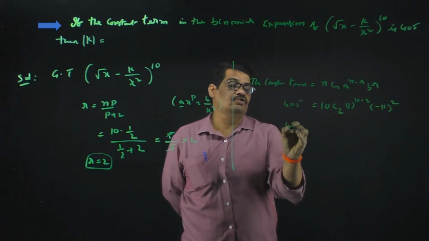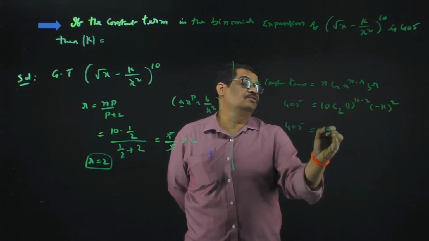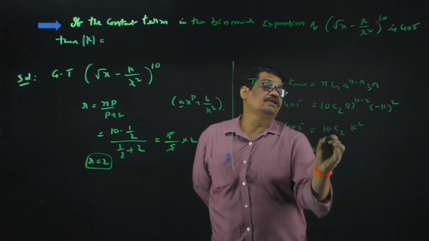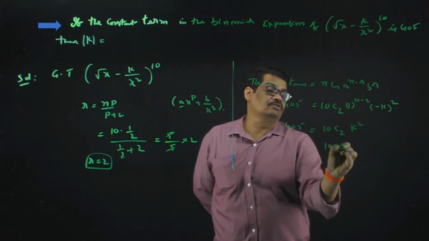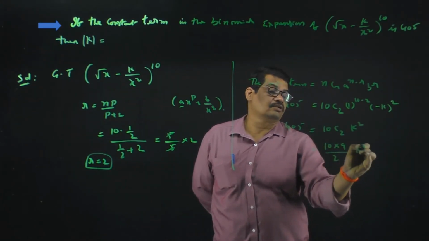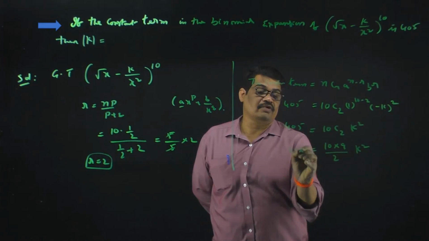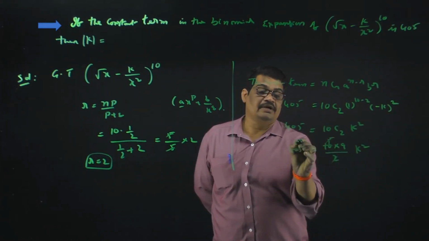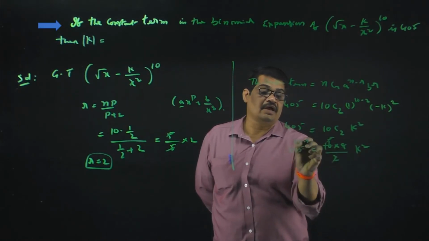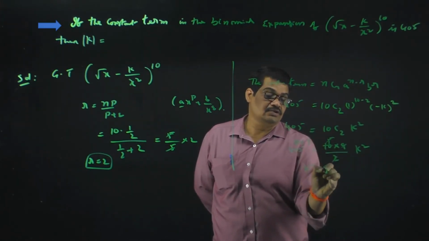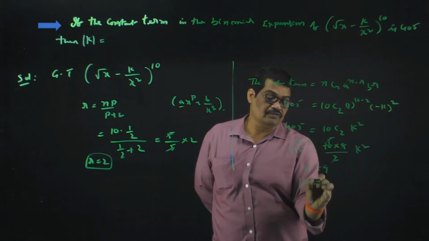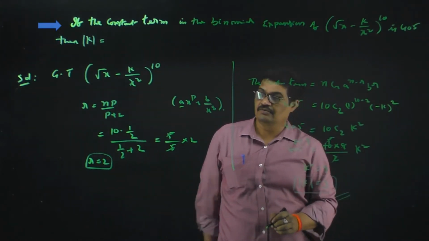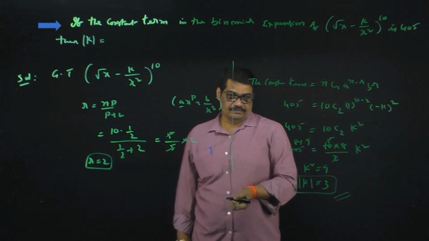So 405 is equal to 10C2 into k squared. This 10C2 is 10 into 9 by 2 factorial, that is 45, times k squared. 45 times 9 is 405. So k squared is equal to 9, and the modulus of k is equal to 3. So the value of the modulus of k is 3.